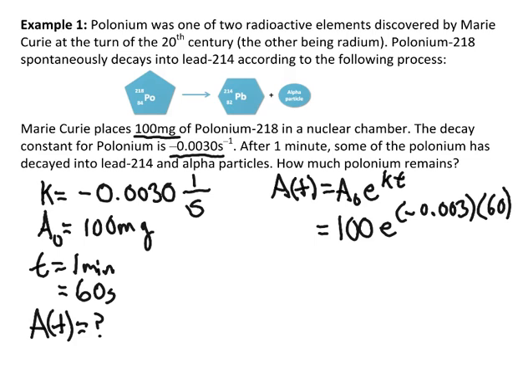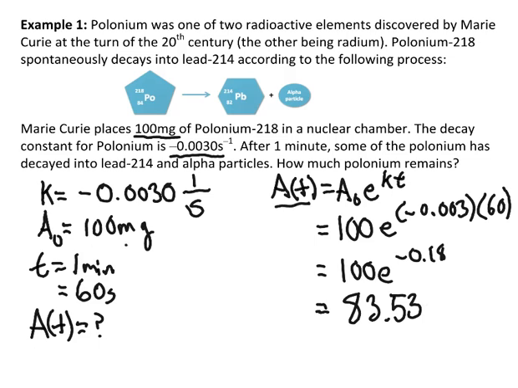I recommend doing this in stages. Do the negative 0.003 times 60 first. That gives you negative 0.18. And then do e to the power of that next. So remember, you'll have to use shift ln if you have a Casio, or find wherever your e button is, and then multiply by the 100 milligrams at the end. And we get 83.53. The units of A of t have to be the same as the units of A0. So A0 had units of milligrams, so I must have units of milligrams at the end here. So I have 83.53 milligrams of polonium after 1 minute has passed.